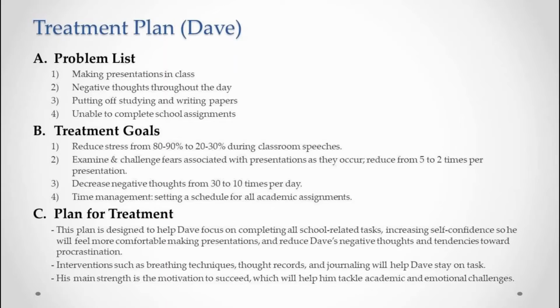Using a scaling question from 1 to 100, I worked with Dave to construct a SMART goal that would be both meaningful and practical in his life, and one that he would buy into as well. Earlier, I talked about a 3-part treatment plan. So here is a plan for Dave that includes the problem list, treatment goals, and a plan for treatment.